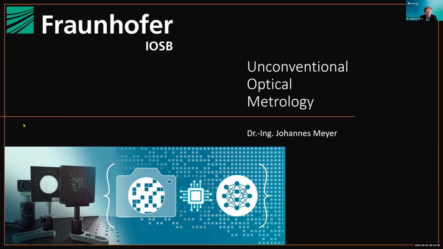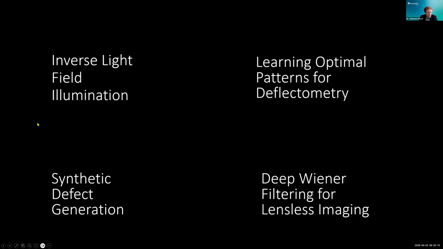Since I've got a lot of interesting topics for you today, let's not waste too much time and dive directly into the details. I've got 4 different topics for you. Inverse light field illumination will be the first one. Then I'll talk about learning optimal patterns for deflectometry. The next one will be synthetic generation of material defects for training machine learning models for defect detection. And last but not least, a very unconventional topic, deep linear filtering for lensless imaging.